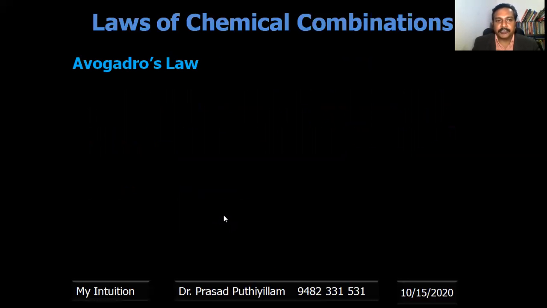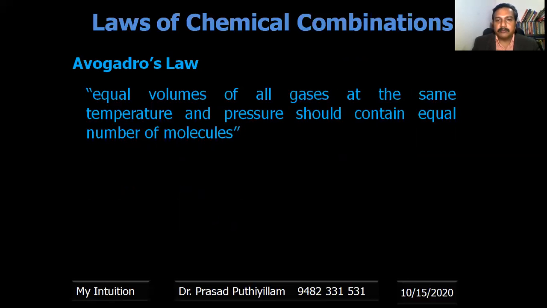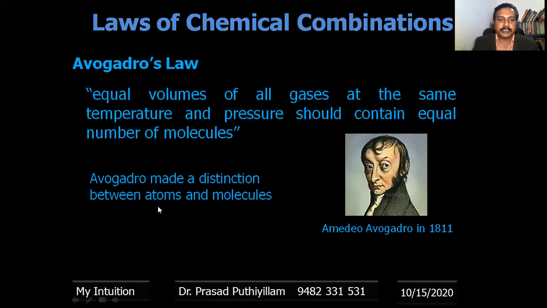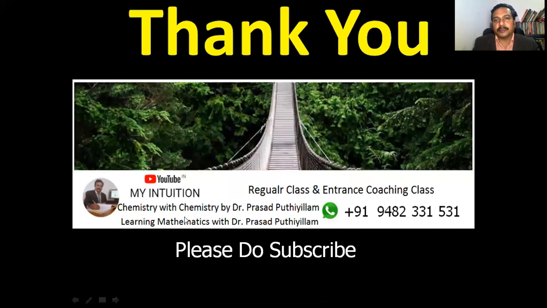Avogadro's law is a continuation of the previous one. Equal volumes of all gases at the same temperature and pressure contain an equal number of molecules, put forward by Amedeo Avogadro in the year 1811. It was not considered at that time until 1856. It was not in the limelight. Later it became the famous law, and now we are applying it in chemistry. Most chemists use this law, and it is Avogadro who made the distinction between atoms and molecules.